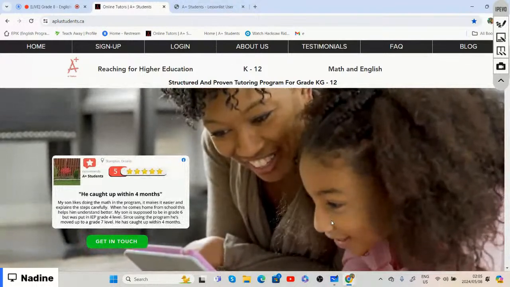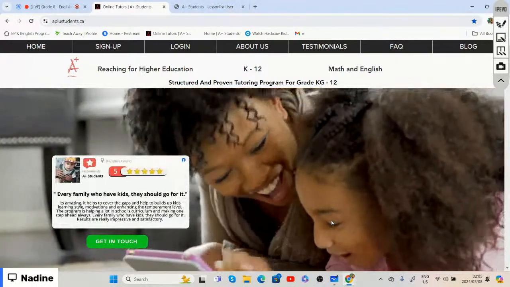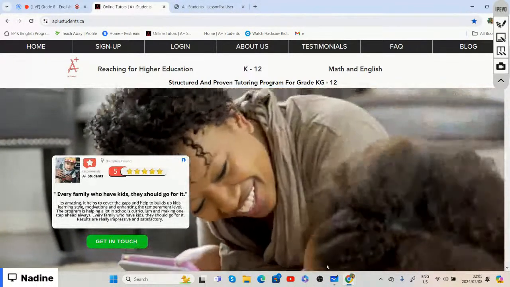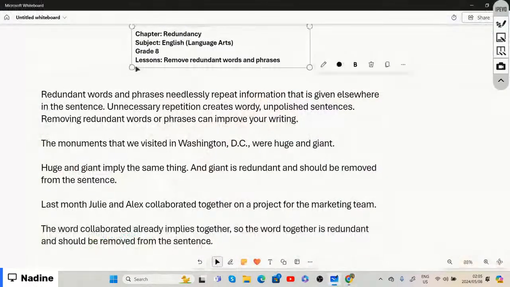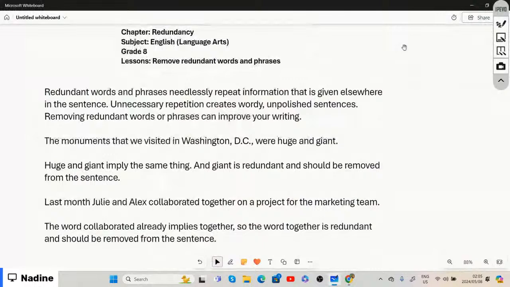So we're going to find out now what redundancy is. Our chapter is redundancy, and our subject is English language arts, grade 8. The lesson we're going to be focusing on is to remove redundant words and phrases.